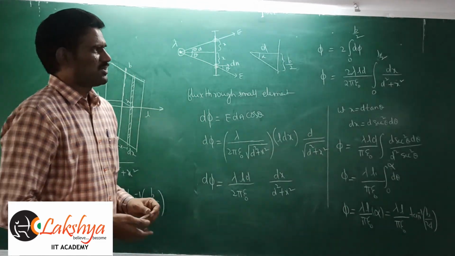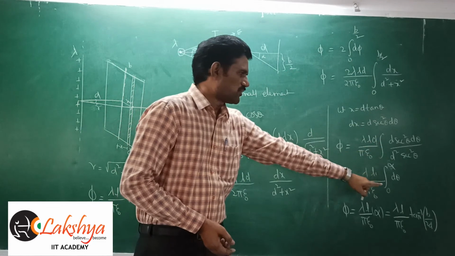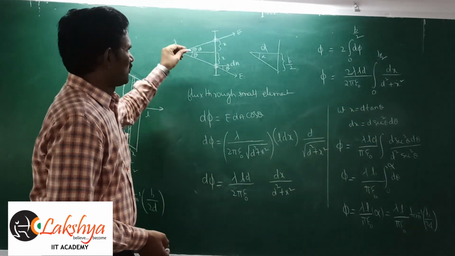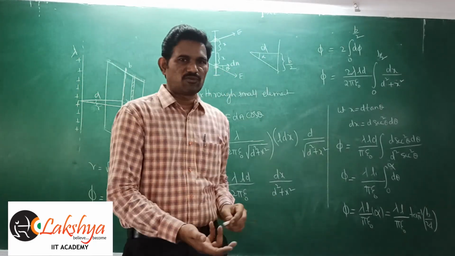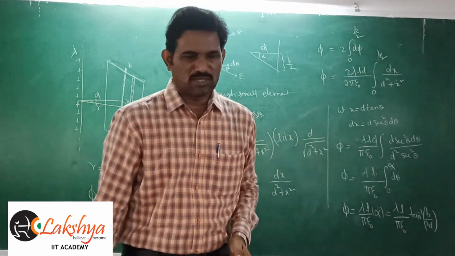Otherwise, for example, if you are not multiplying with this 2 here, then we need to take the limits as from minus alpha to plus alpha. That means this side minus alpha, this side plus alpha. So minus alpha to plus alpha we may consider. That is our choice. We are multiplying here with the 2, so directly we can calculate like this.